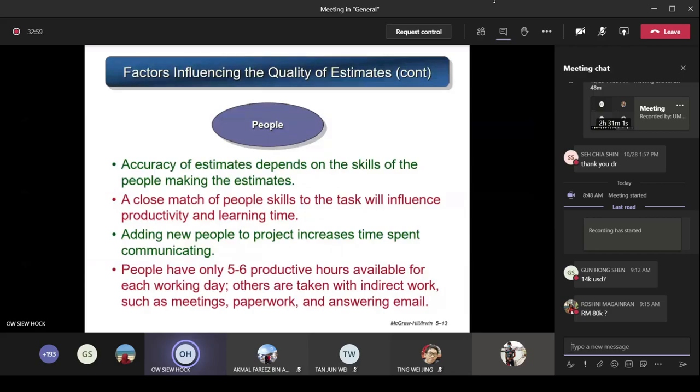People have only 5 to 6 productive hours available for each working day. Others are taken up with indirect work such as meetings, paperwork, and answering emails. You see, when I answer email, it takes me a long time. Then you're answering some phone calls, and we have to do administrative work, paperwork, and attend meetings, online meetings as well. All these are indirect work, which may or may not be related to the project itself, but it's taking your time. So the time spent on the project itself is only about 5 to 6 hours of your working day. Again, that will impact your project time estimation, the actual time that you're going to spend on the actual work.